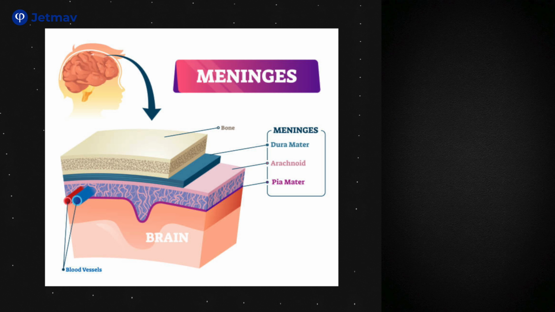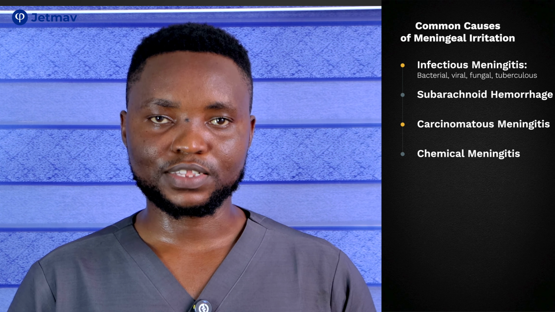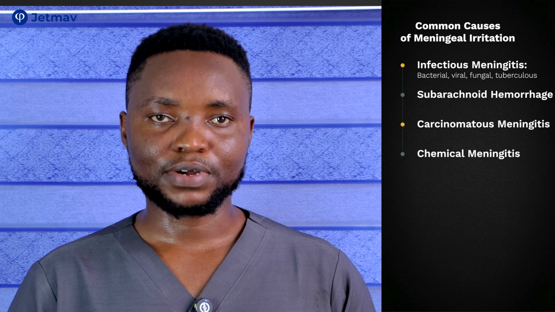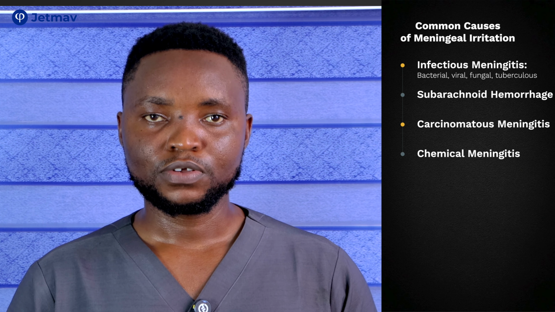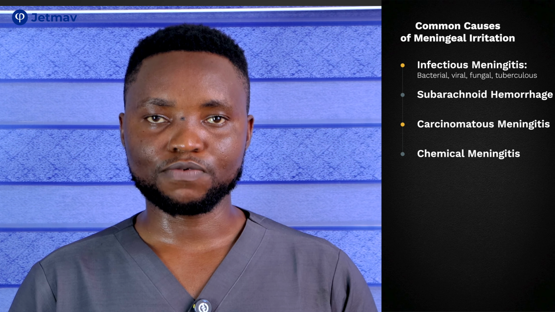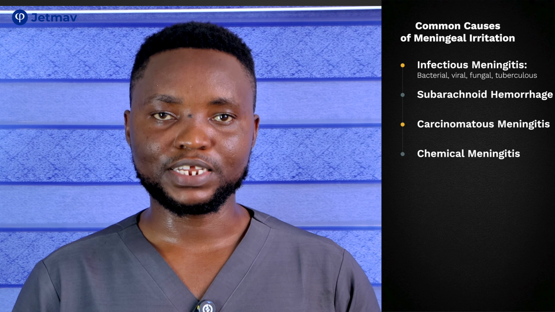Now, meningeal irritation occurs when the meninges, which are the protective layers around the brain and spinal cord, are inflamed. So this inflammation causes some of the physical activities which we perform to lead to the stretching of the inflamed meninges, which we are going to observe. So some of the causes of meningeal irritation include infective meningitis, subarachnoid haemorrhage, maybe chemical meningitis, or any form of meningitis at all. So anything that causes any of these meningitis will lead to an inflamed meninges.